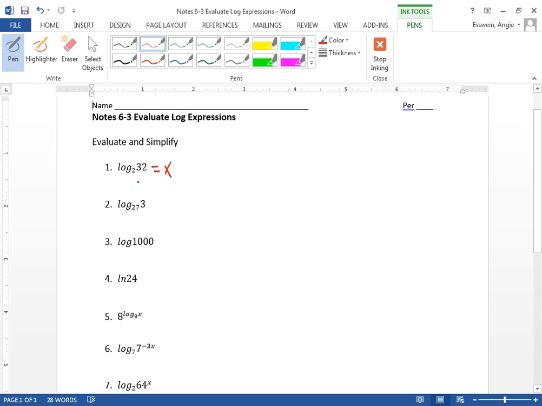So the base here, this is the base. This is the exponent, and this is the answer. So you would just go 2 raised to the x power equals 32. And that's nice and easy to solve because x is 5. You could rewrite 32 as 2 to the fifth power, and then you would see that x is 5, but you don't have to take that step.